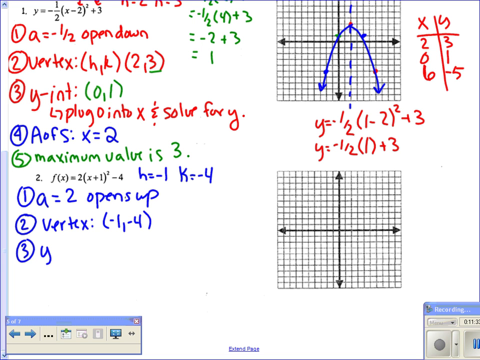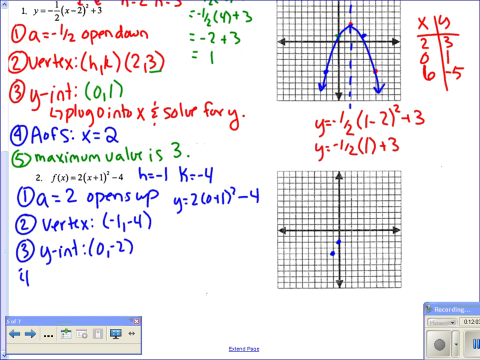So let's go ahead and do the y-intercept. When I plug 0 into my equation, I get y equals 2 times 0 plus 1 squared minus 4. So 1 squared is going to be 1, so 1 times 2 is 2, and 2 minus 4 is -2. So I have a y-intercept of 0, -2. So let's plot the vertex and the y-intercept. So -1, 1, 2, 3, 4 is my vertex, and then I have 0 down 2.